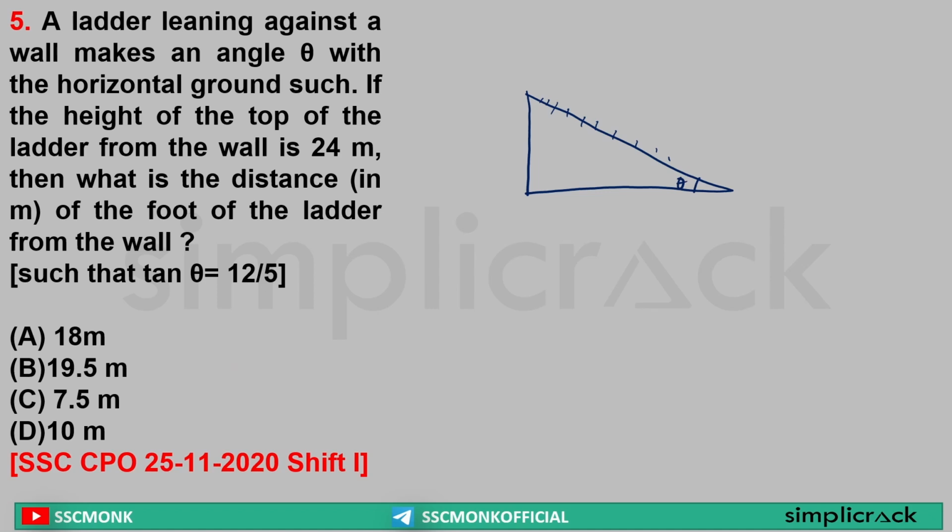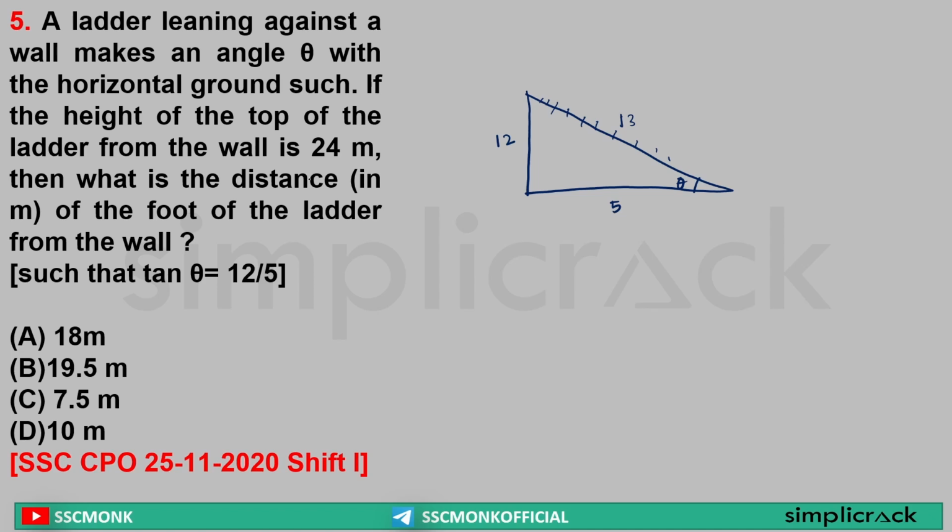Sir, tan theta means what? P by B. So my P is 12, my B is 5. Don't go by the structure, just remember this. If this is 12, this is 5, this is my Pythagoras triplet. So this is equal to what? 13. Clear? Yes.